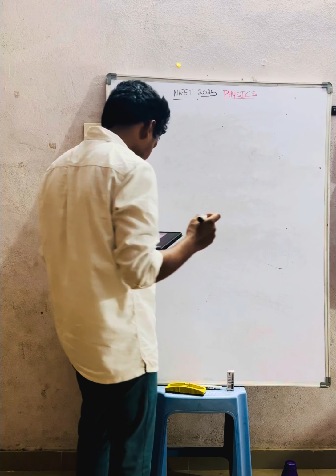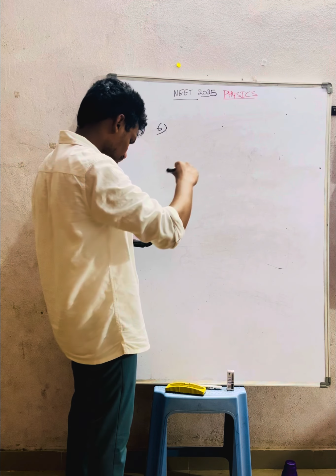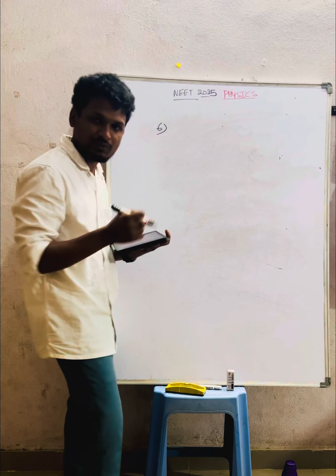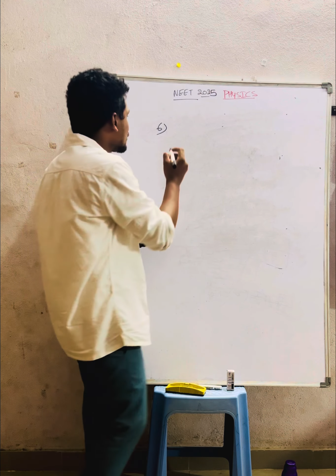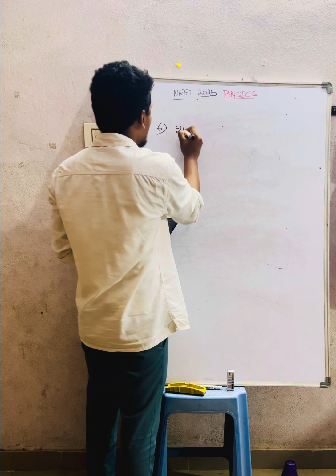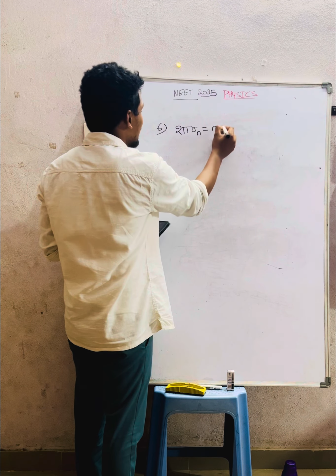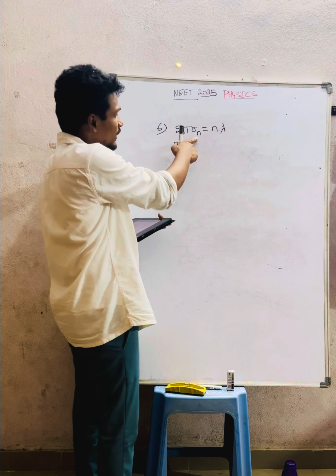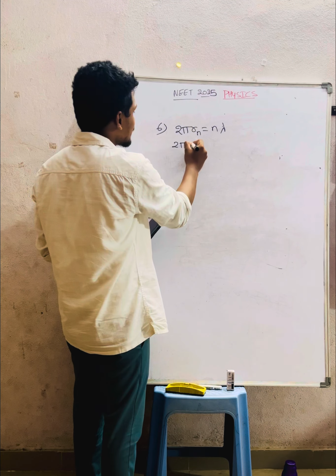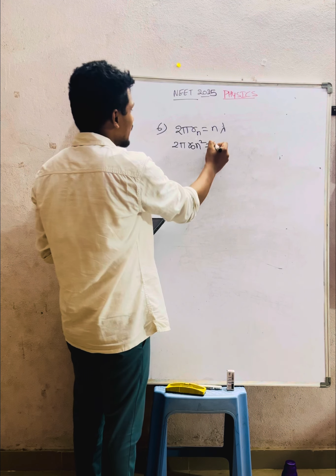Okay, now here comes another interesting question. Question number 6: we need to find the de Broglie wavelength of an electron orbiting in n equals 2. We have the formula 2 pi r, where r is the radius of the nth orbit, equals n lambda. The radius of the electron in the nth orbit is given by the radius in the first orbit times n squared, which should equal n times lambda.